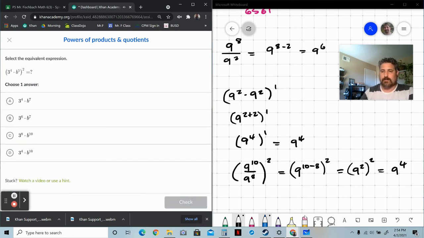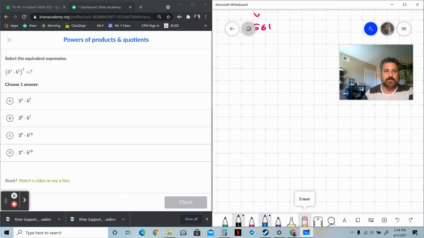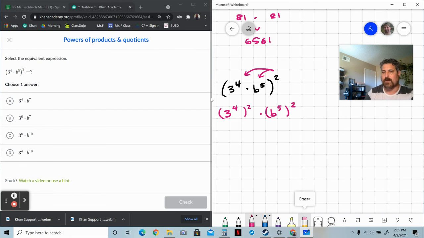And let's do the next one. Okay, so for this one, it says 3 to the fourth times b to the fifth, all of that in parentheses squared. Now the rule is when you're raising a product to a power, you raise each factor to that power. So you can apply the exponent to each factor inside. So this would be 3 to the fourth raised to the second power times b to the fifth raised to the second power.